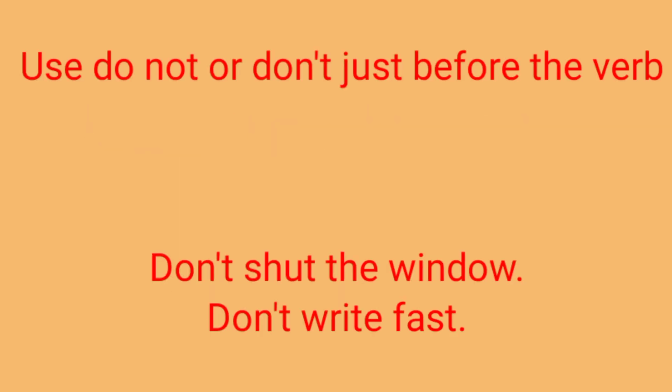So, let's see how to change these positive imperative sentences into negative imperative sentences. First, we have to find out the verb, means action words. We have to simply place don't or do not before the verb. Like, don't shut the window. And second one, don't write fast.